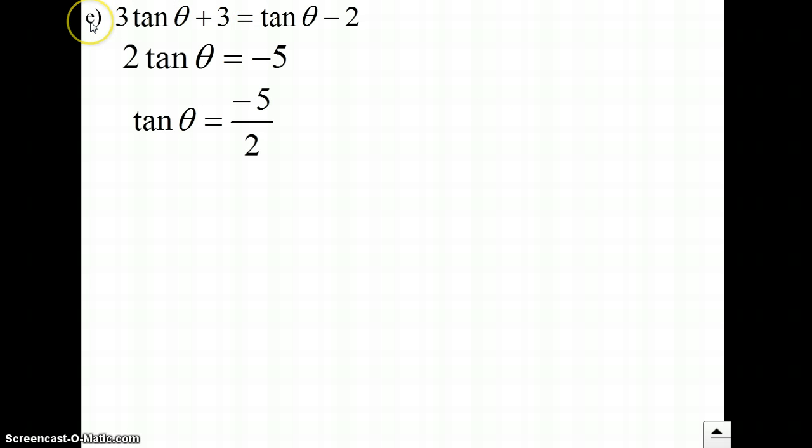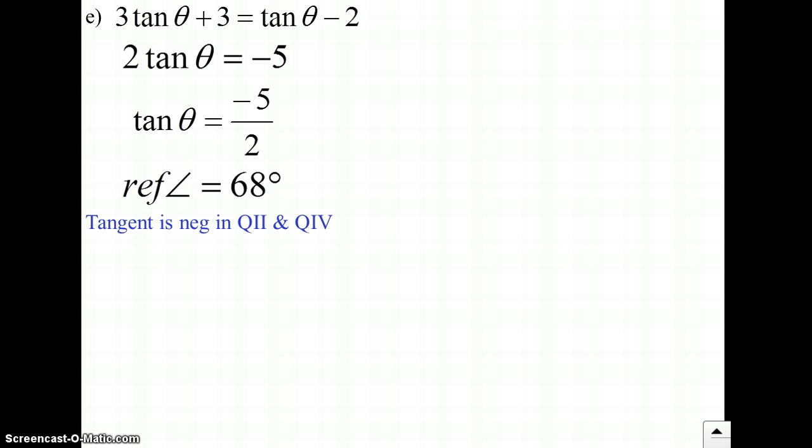This is part E of the last question, so the restrictions are still going to be between 0 and 360. So I have to look at all 4 quadrants. I'm going to find the reference angle, so I'm going to ignore the negative sign when I find the reference angle. I'm going to go second function tangent of 5 divided by 2. My reference angle becomes 68 degrees. I then ask myself, where is the tangent ratio negative? Well, tangent is negative in quadrants 2 and 4. So I'm going to draw my reference angles in quadrants 2 and 4. So a 68-degree reference angle in quadrant 2 and a 68-degree reference angle in quadrant 4.